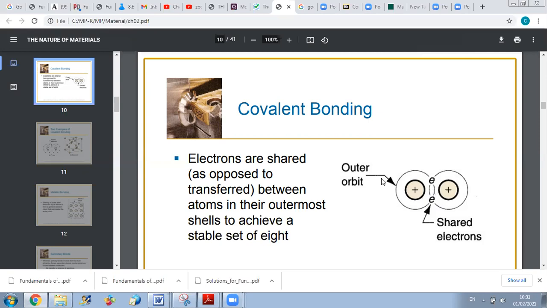Okay? Doctor, but you wrote okay, but just 1 second, please. Yes. Consider if you have an element having 5 valence electrons. In this case, it will share 3. Yes, exactly. Okay, thank you.